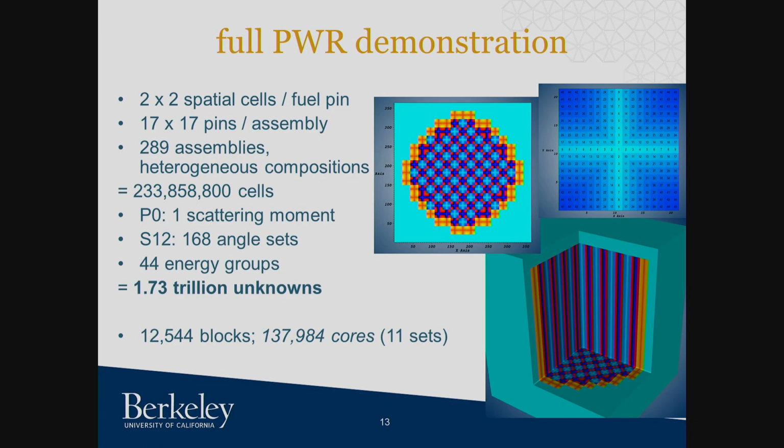And we did a lot of tests, but the big, high-impact test was a full pressurized water reactor. I'm not going to go through all these details, but it's this highly heterogeneous system with energy groups and scattering. It was 1.73 trillion unknowns. So it was a big problem.